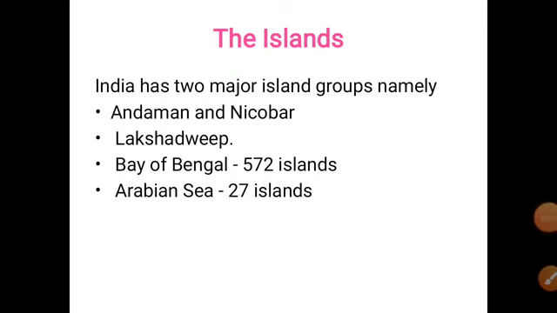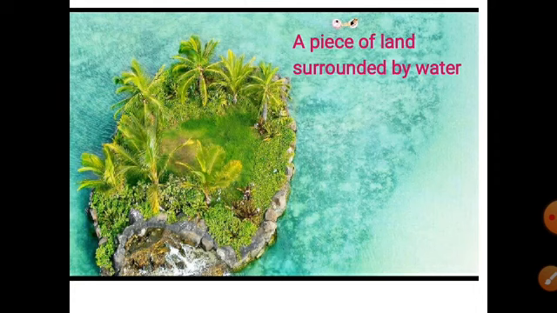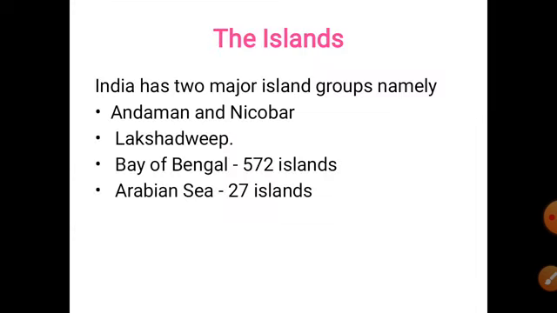The last physiographic division of our country is the islands. An island is a piece of land surrounded by water. India has two major island groups, namely Andaman and Nicobar and Lakshadweep. In the Bay of Bengal, 572 islands are located. In the Arabian Sea, 27 islands are located.